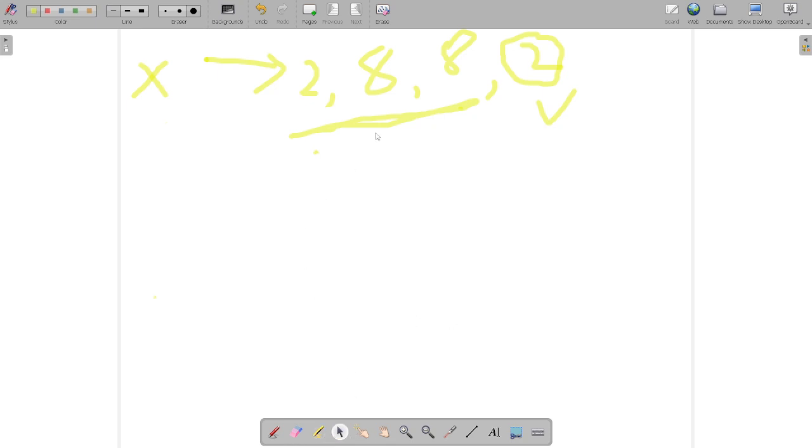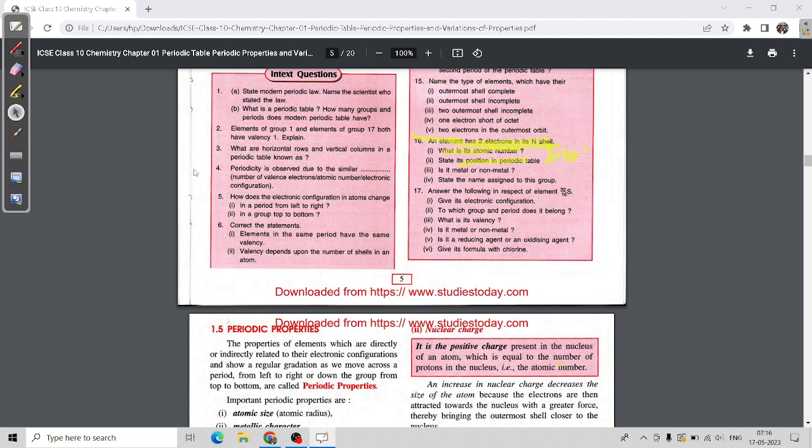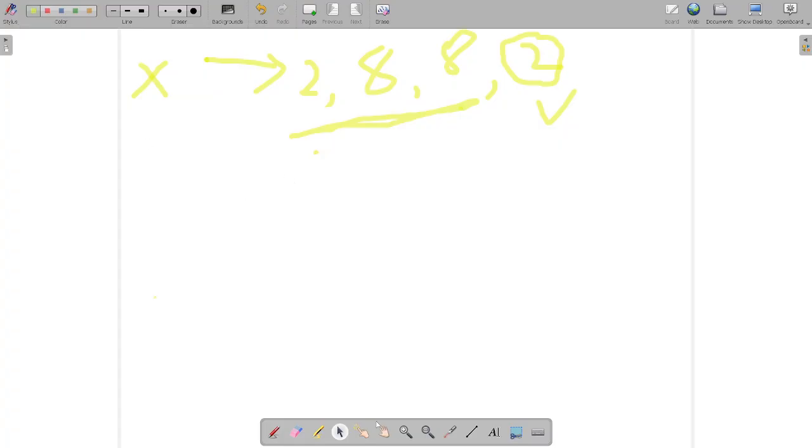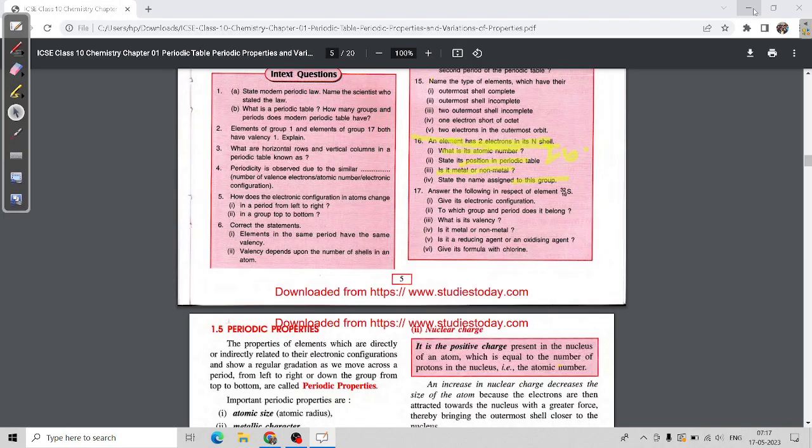Then check the third question: is it a metal or non-metal? Obviously, calcium is a metal. Next, state the name assigned to this group. This is called alkaline earth metal. In the question, you have to write only X. What you have to think in your brain is that it is calcium. You don't have to write in the answer that it is calcium, otherwise you will not get marks in your exam.